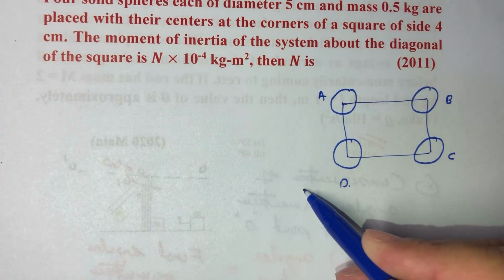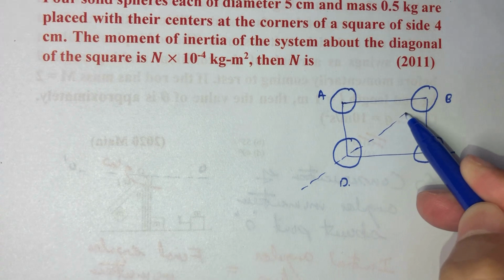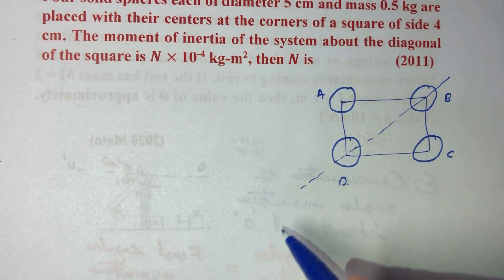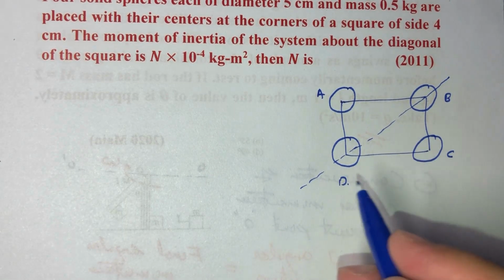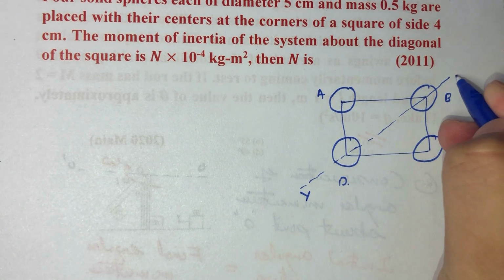So let us draw a diagonal of the square. So this is one of the diagonal of the square, and we are supposed to find out the moment of inertia about this diagonal, and let us call this axis as y prime.